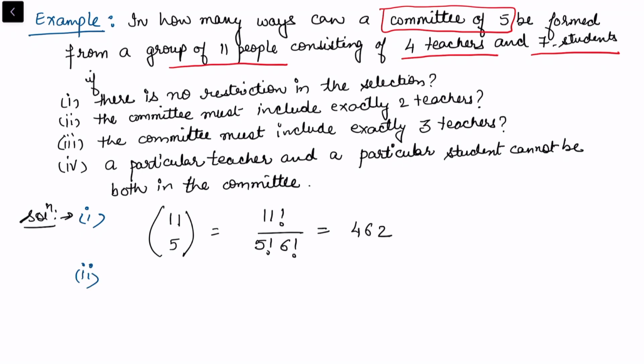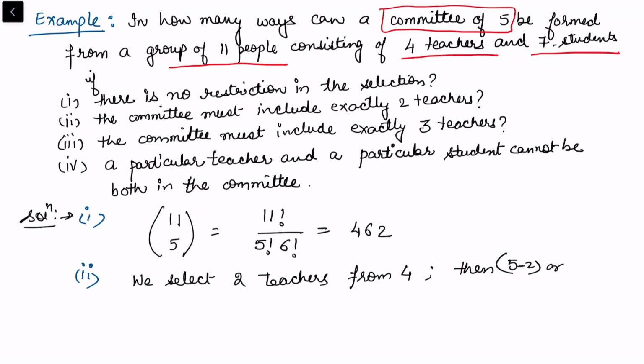Now for the second case, we want the committee to include exactly 2 teachers. Obviously here we first select 2 teachers. So let us first select 2 teachers from the available teachers, and the available teachers are 4. Then we follow with 5 minus 2, because we have to choose a committee of 5. And 5 minus 2 means the remaining 3 are students, chosen from the available 7 students.